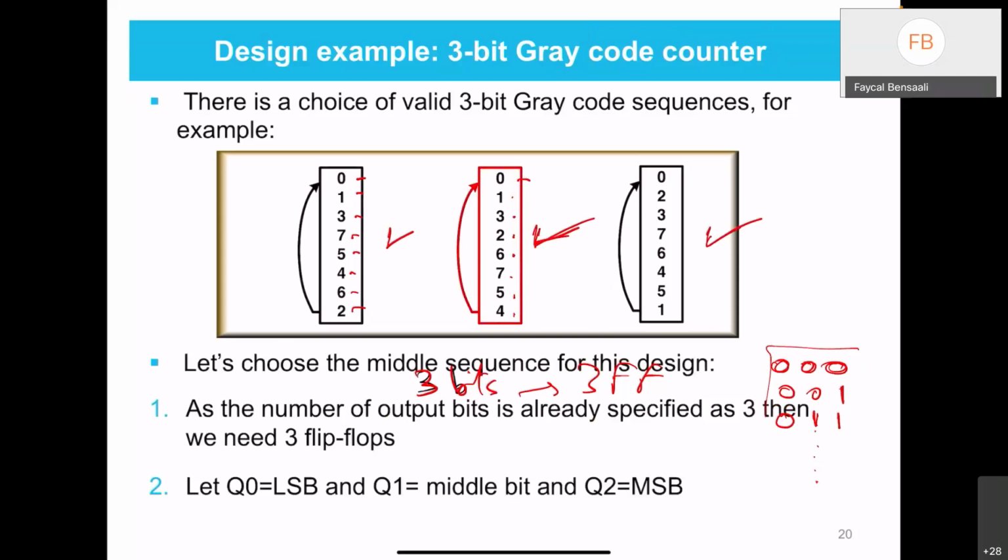So let's choose the middle sequence. I'm going to do this one. If I have this sequence and I want to design the circuit that will give me this counting: 0, 1, 3, 2, 6, 7, 5, 4, and back to 0, 1, 3, 2, 6, 7, 5, 4, and so on. I will use Q0 as the most significant bit, Q1 is the middle one, and Q2 is the least significant one. This is the first bit, Q1 is the middle one, and Q2 is the last bit.